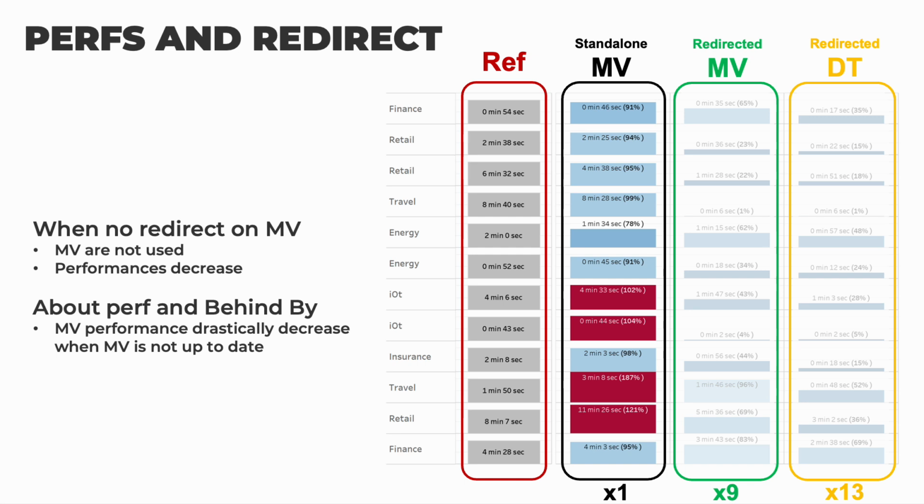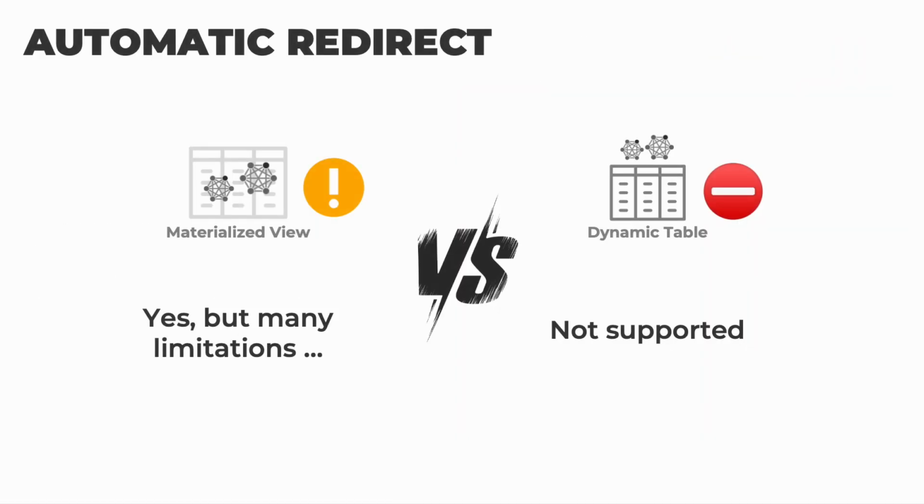Our tests have shown, although I don't have any presentable figures yet, that execution performance was further slowed down when the behind by is not at 0. It's logical. When the MV is not yet updated and you have to fetch a bit of information from the MV and a bit of information from the table, it's even slower. Here's where we stand on performance and redirection of MVs. Finally, the results on this second axis of analysis show that automatic redirect does not exist on DTs, and that we hope that the Snowflake roadmap will soon improve automatic redirect on MVs.